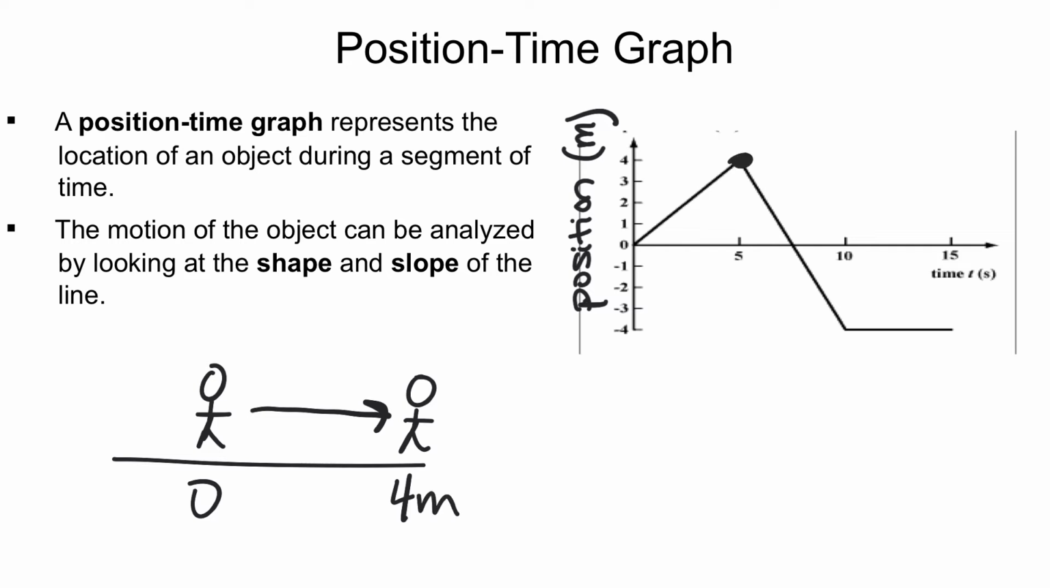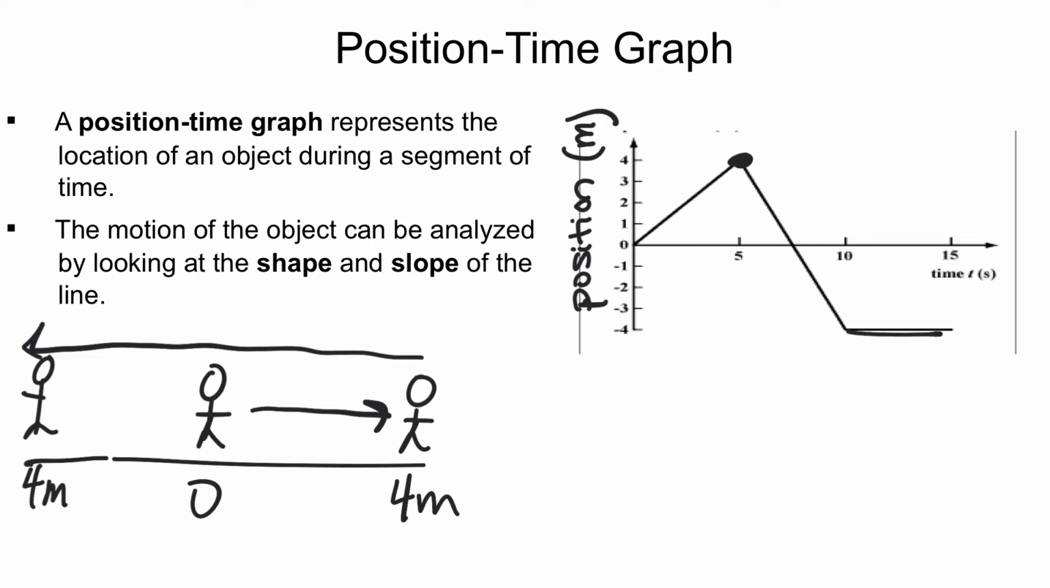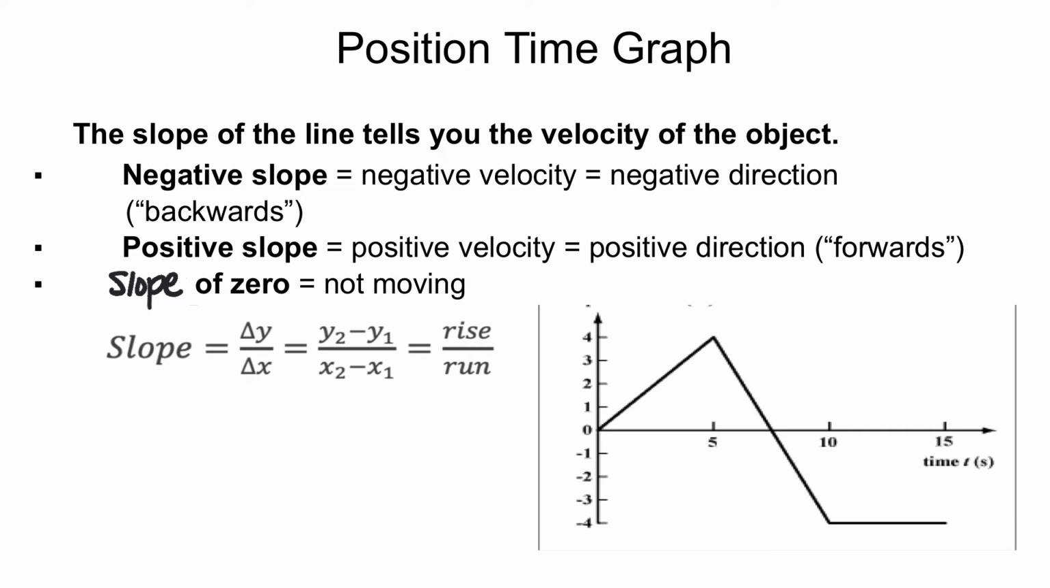Then at this point here, he turns around and walks backwards and goes past where he started, all the way past that and ends up at -4. So he's 4 meters over this way, and then he just stops moving. And I can know all of this because I'm analyzing the shape and the slope of the lines and what those mean. So let's break that down now.